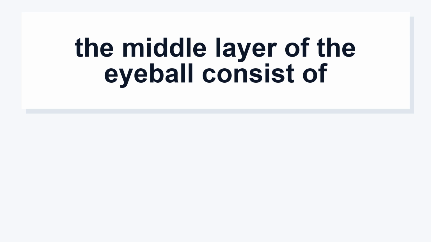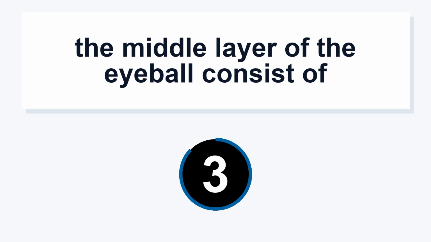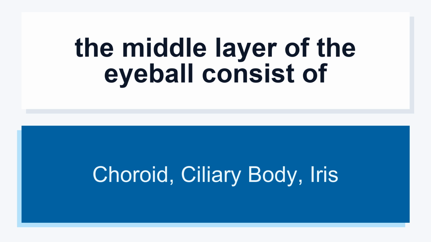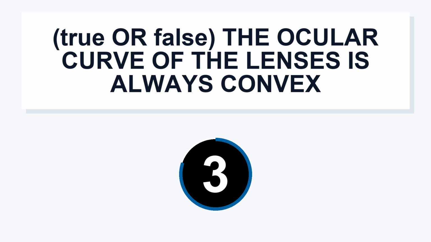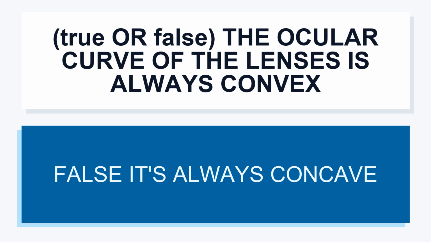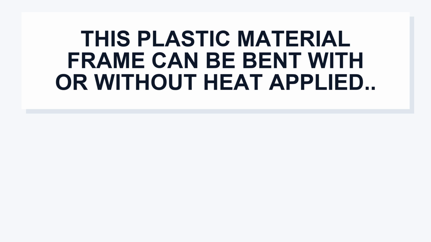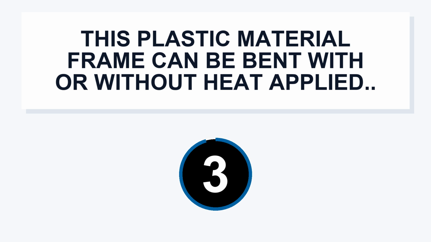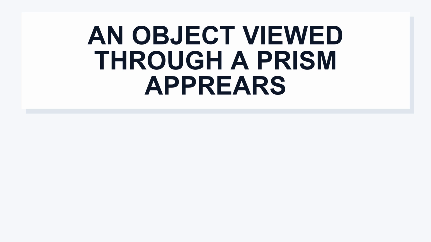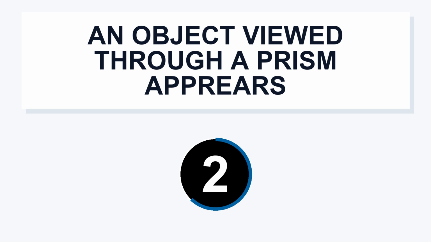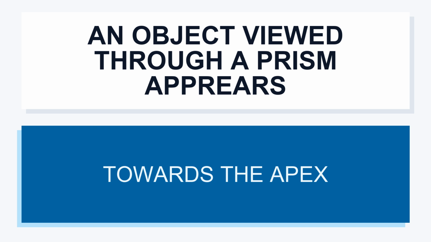The middle layer of the eyeball consists of choroid, ciliary body, iris. True or false, the ocular curve of the lenses is always convex. False, it's always concave. This plastic material frame can be bent with or without heat applied. Zyl. An object viewed through a prism appears towards the apex.